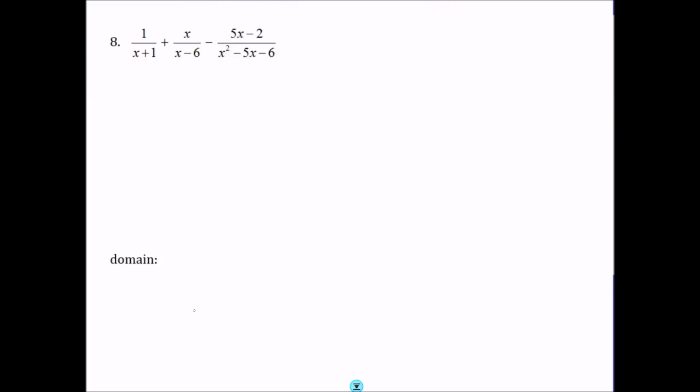Let's try one more that's a more complicated problem. We have 1 over x plus 1 plus x over x minus 6 minus 5x minus 2 over x squared minus 5x minus 6. Before we find our LCD, we need to make sure that all of the denominators are factored. X plus 1 is factored, x minus 6 is factored, but we can factor x squared minus 5x minus 6. So that'll end up being x minus 6 times x plus 1.